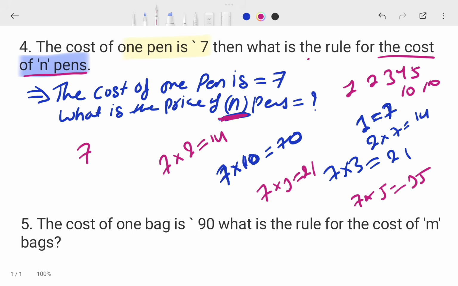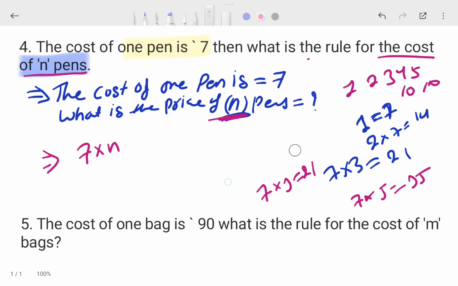But here it is not telling how many pens we need. So what we do, we just say 7 into n. That's our answer. Why? Because how many pens they are asking, we don't know. But suppose it is telling 10 pens, then in the place of n, you put the number they are telling. So you just multiply by 10, and you will get the pen price.